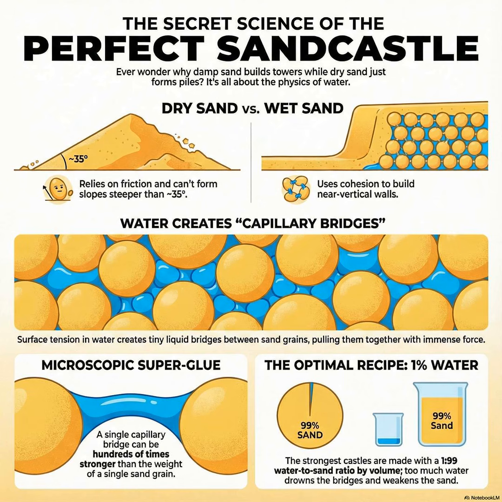And the strength of that glue is kind of unbelievable, right? I was reading a single one of those bridges can support a force hundreds of times the weight of a grain of sand. Up to 400 times in some cases. It's incredibly powerful. So if it's that strong, why do so many of my sandcastles just collapse? Because it's all about precision. The best sandcastles exist in what's called the pendular regime. That's where you have these perfect isolated little water bridges acting like super glue.